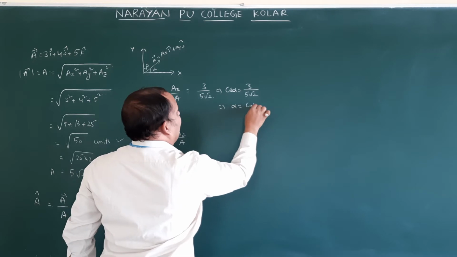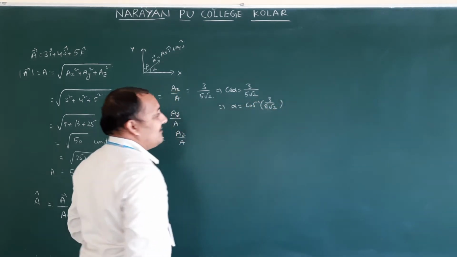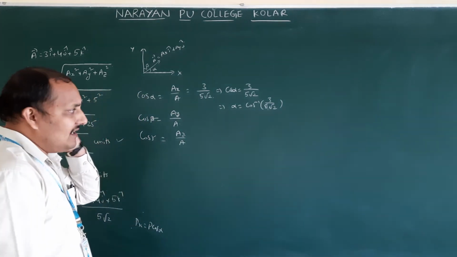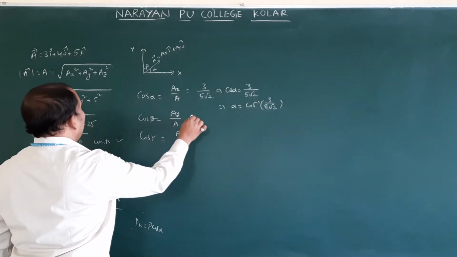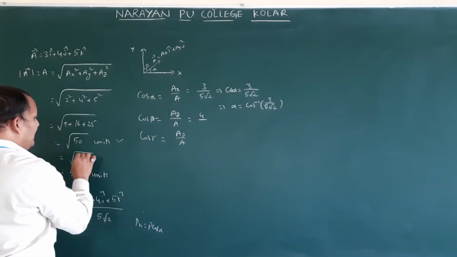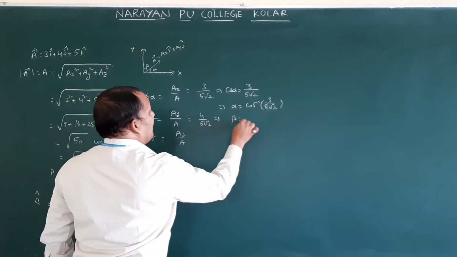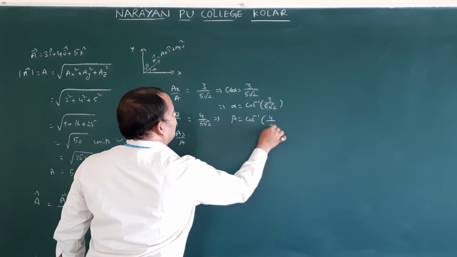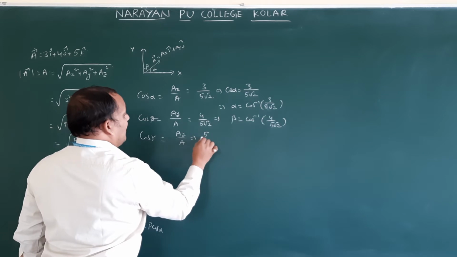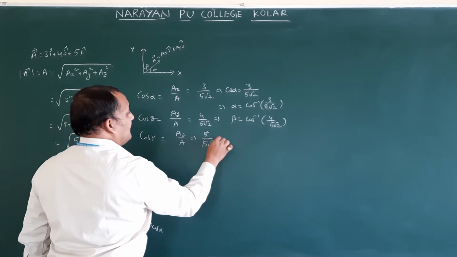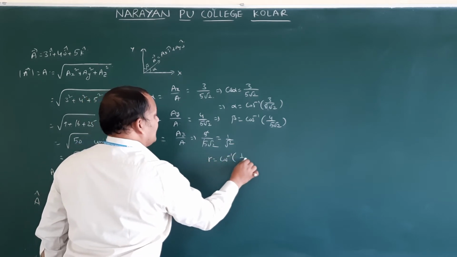This implies alpha equal to cos inverse 3 by 5 root 2. If it is exactly cancelled, you can find. Otherwise, you have to use log table. Next, Ay. What is Ay? 4. 4 by, what is A? 5 root 2. This implies beta is equal to cos inverse 4 by 5 root 2. Next, Az. 5 by 5 root 2, that is equal to 1 by root 2. Then gamma is equal to cos inverse 1 by root 2.